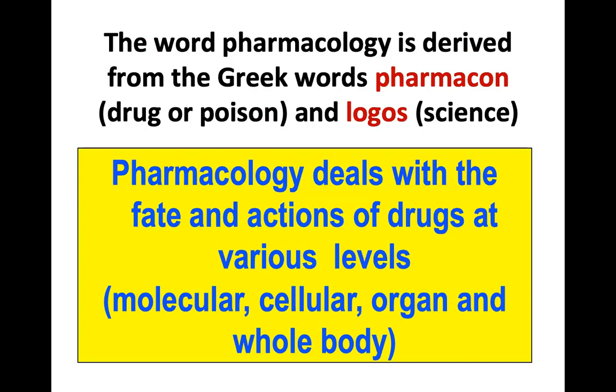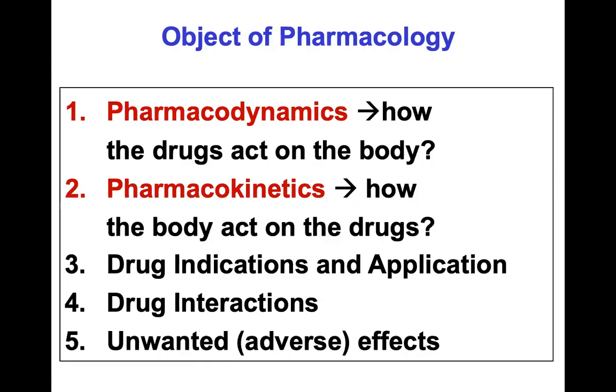As you all have known, pharmacology is derived from two Greek words. One is pharmakon, which means drug, and logos means science. So the scientific study of drugs is known as pharmacology. Pharmacology deals with all the fate and action of a drug at various levels, whether it is molecular, cellular, organ, or whole body. So all these systems which are going to be affected by the drug will be dealt with in the topic of pharmacology.